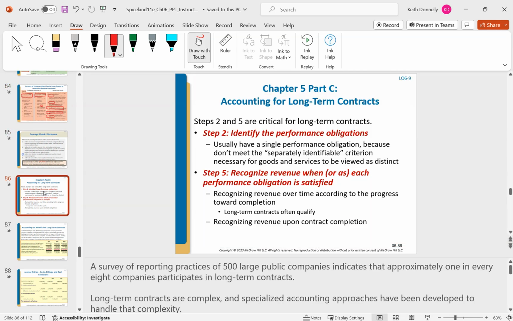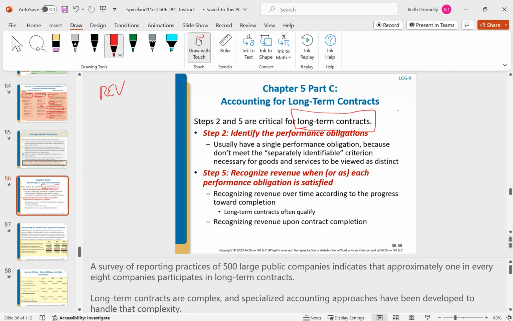Okay. Now we're going to get into, and this is where it gets messy. This is something you're probably going to want to listen to once or twice. You're not going to hear it once and get it automatically. But let's talk about revenue from long-term contracts.